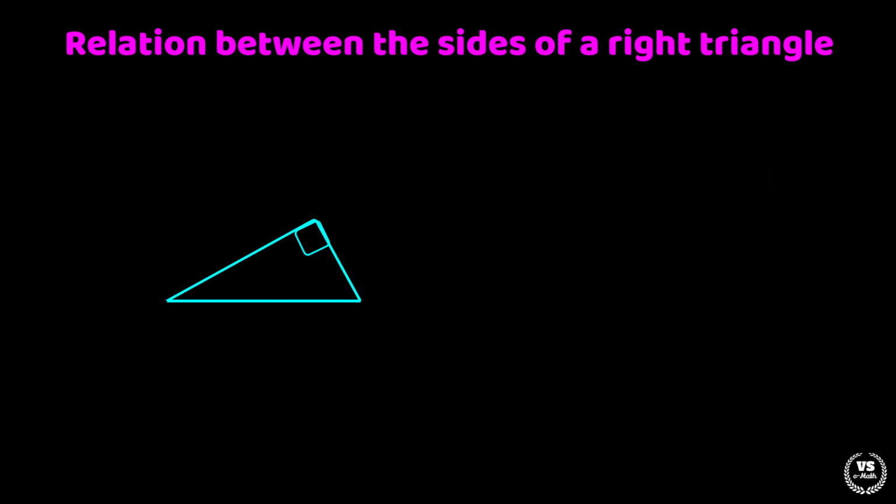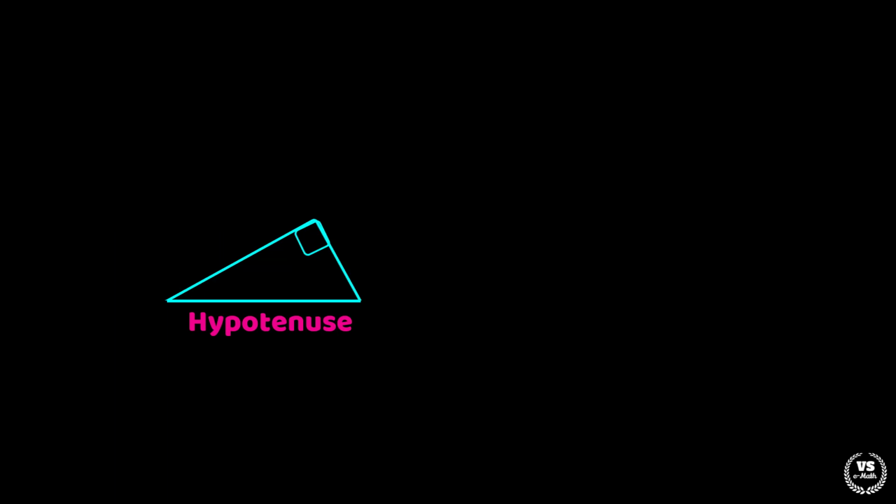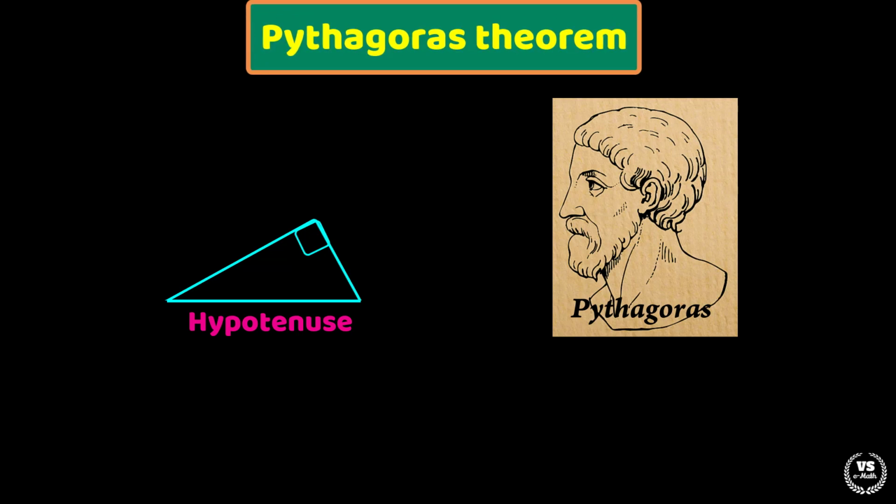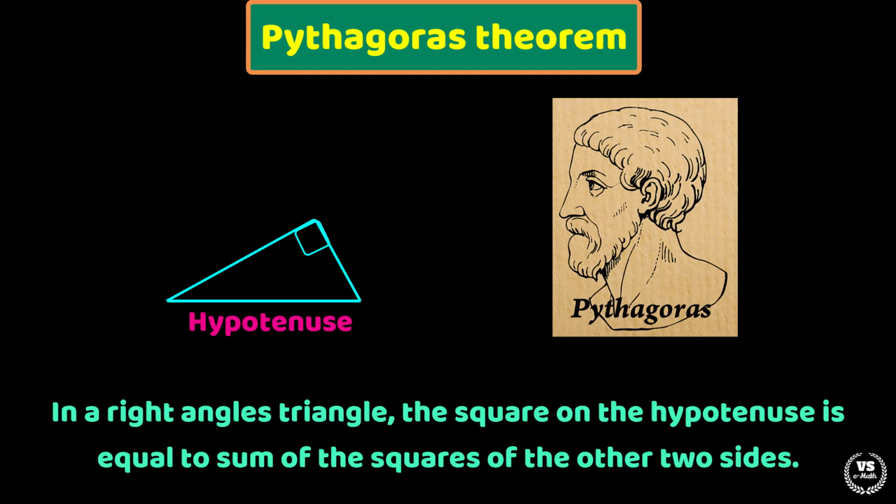Here, the longest side or the side opposite to the right angle is called the hypotenuse. So, Pythagoras stated that in a right angle triangle, the square on the hypotenuse is equal to the sum of the squares of the other two sides.